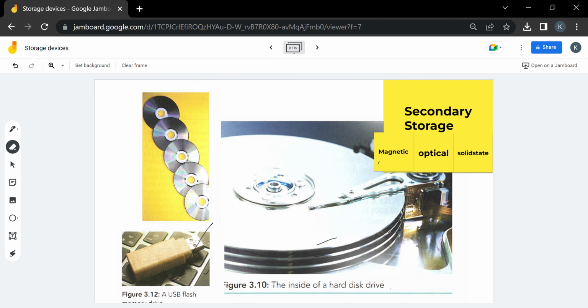So let's proceed with the secondary storage. As in this presentation, you can see three different types of storage devices. Yes, we are very much familiar with these devices. One is hard disk, then we have CDs or DVDs, and then we have USB flash drive. So here at one side, you can see three different materials.